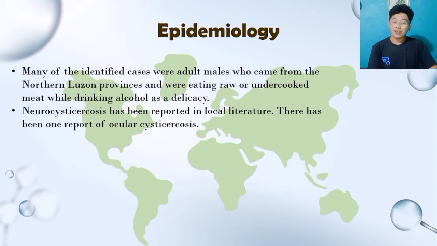Many of the identified cases were adult males who came from the northern Luzon provinces and were eating raw or undercooked meat while drinking alcohol as a delicacy. Neurocysticercosis has been reported in local literature. There has been one report of ocular cysticercosis.